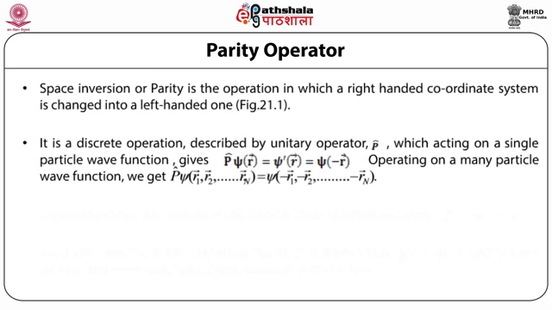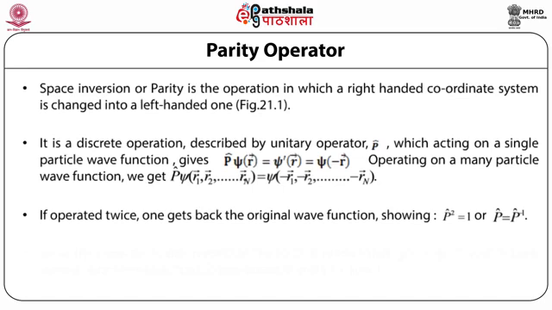And it is also easy to see that if the same parity operator is operated twice, then we get back the original wave function. So if we take the square of the parity operator, the answer comes out to be 1, or we can also say that the parity operator P is equal to its inverse, P inverse.